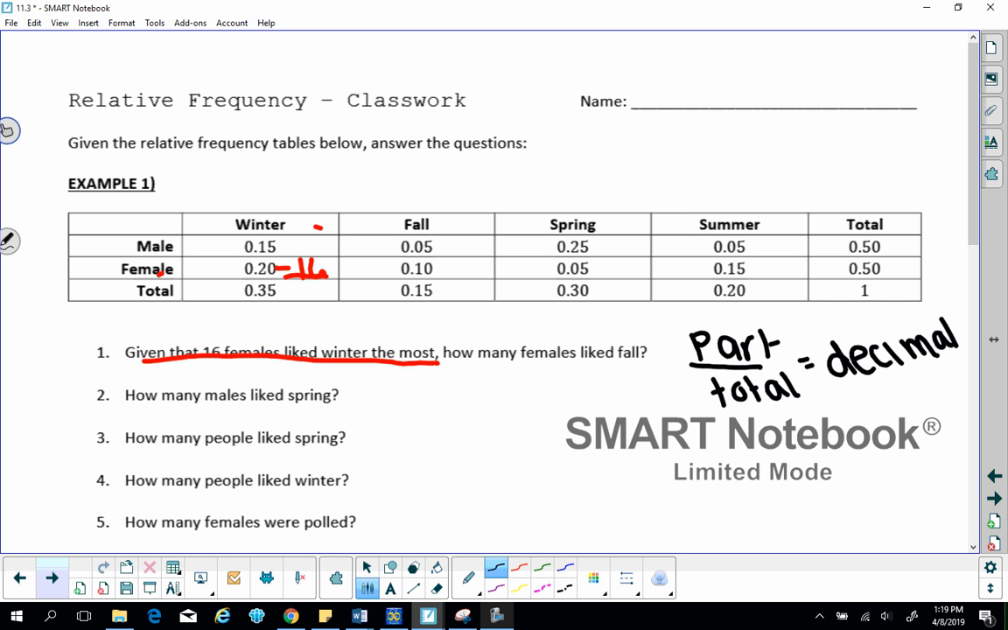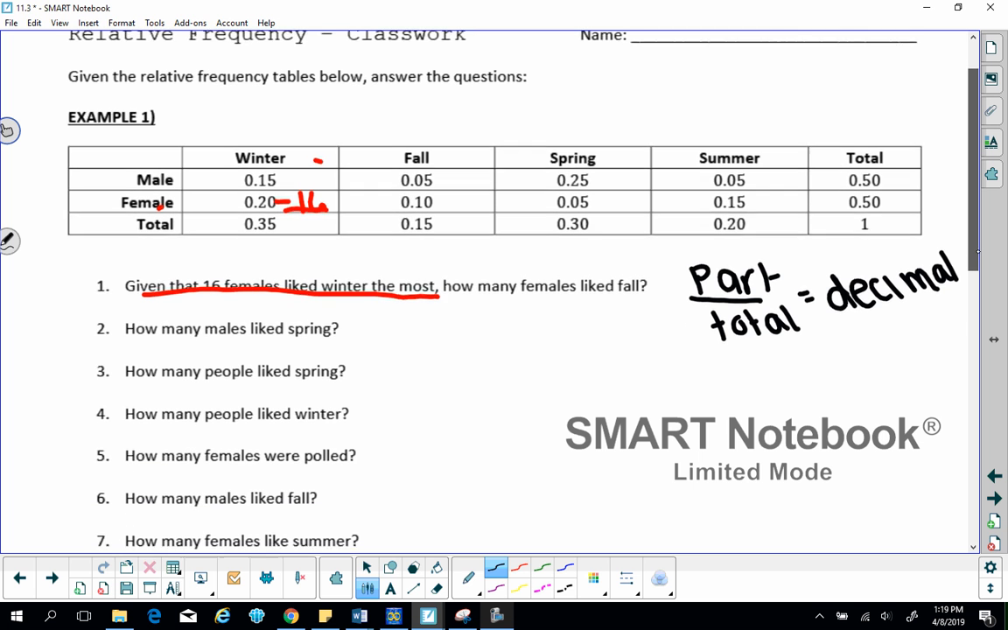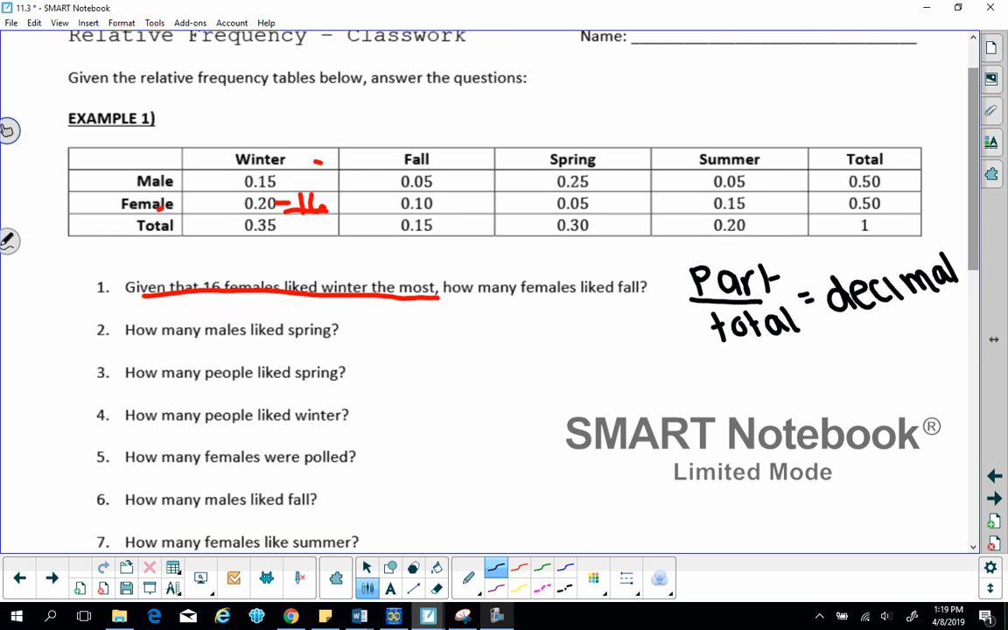So we know our decimal. What is our decimal for the one I just came up with? 0.20. Does everyone get that part? 0.20. That's what they gave me for that one.